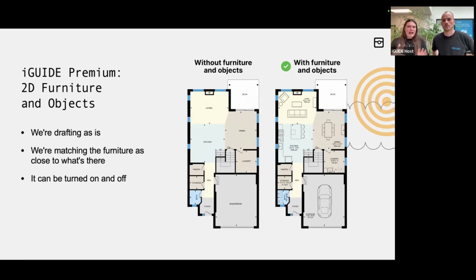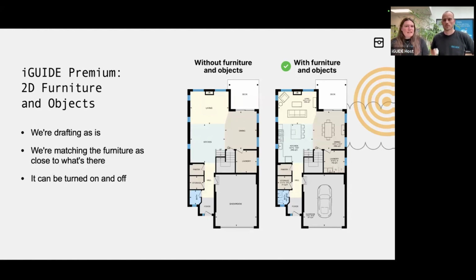A couple of quick facts about the premium objects and 2D furniture. Our drafters are drafting the furniture as it is today. If there is a table in the room, they're drafting that table. If there are chairs and a side table, those are being drafted in. They're not including furniture that doesn't exist, and they're not making judgment calls. It's just based on what is there existing today.